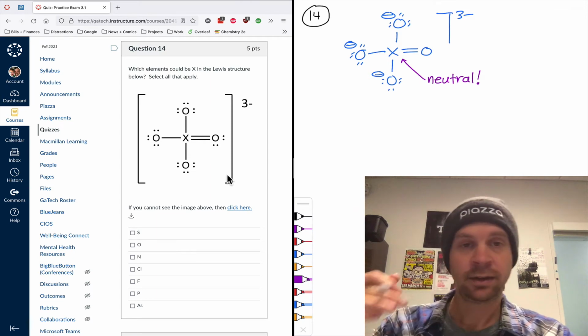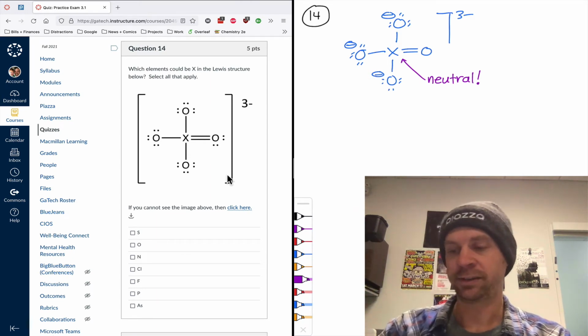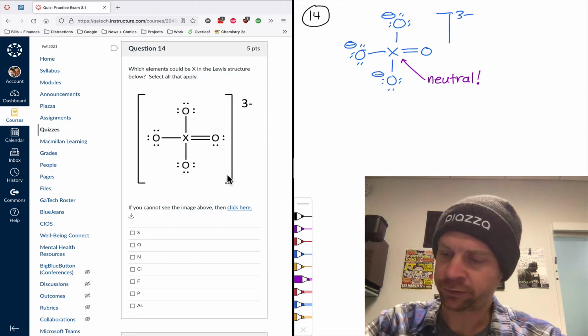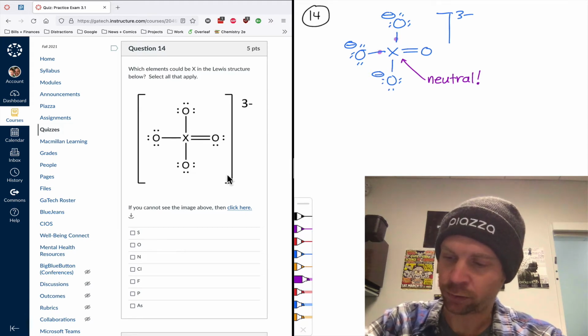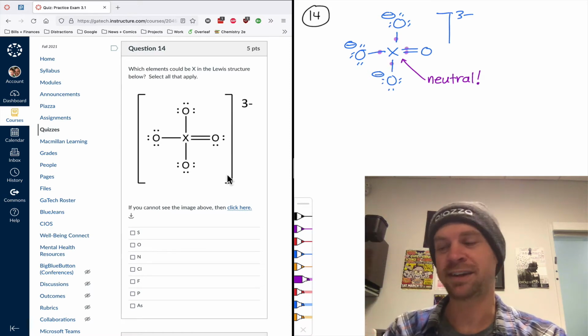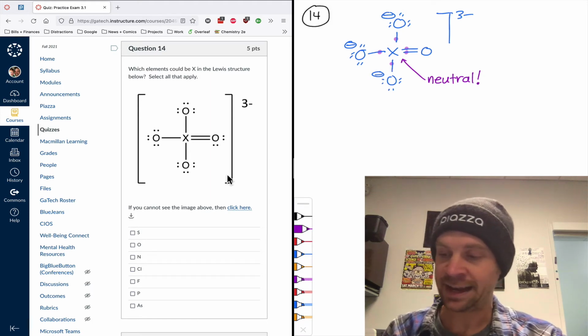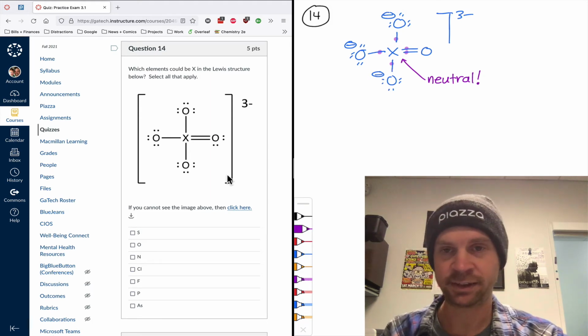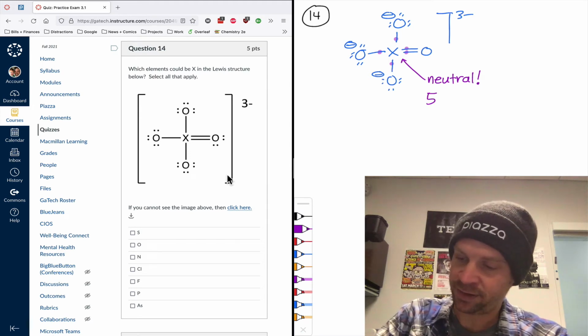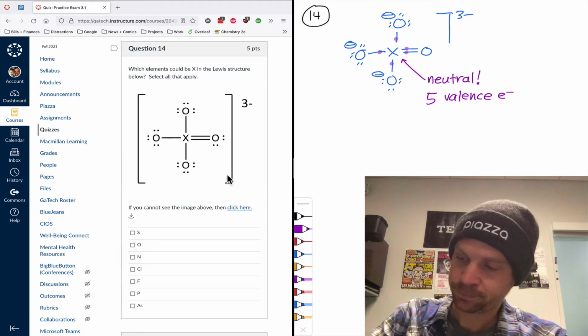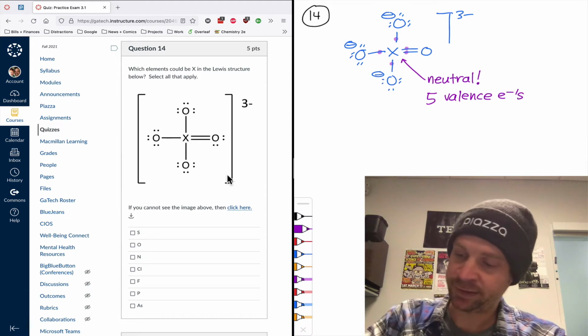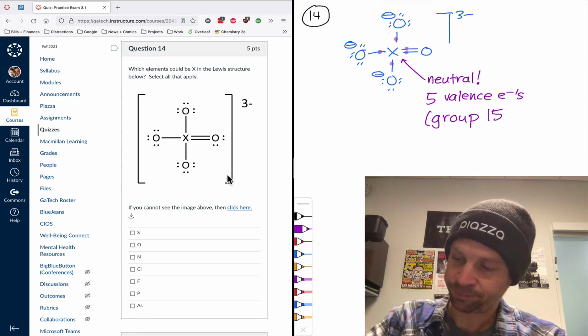So X, in a formal electron counting sense, for the purposes of formal charge, bears how many electrons? 1 from this bond, 1 from this bond, 2 here, and 1 here. What we're doing is we're splitting each bond in half and giving one of those electrons to X. And so we can see then that X has 5 valence electrons in this structure, 5 valence electrons. And this tells us immediately that X must be an element in group 15.